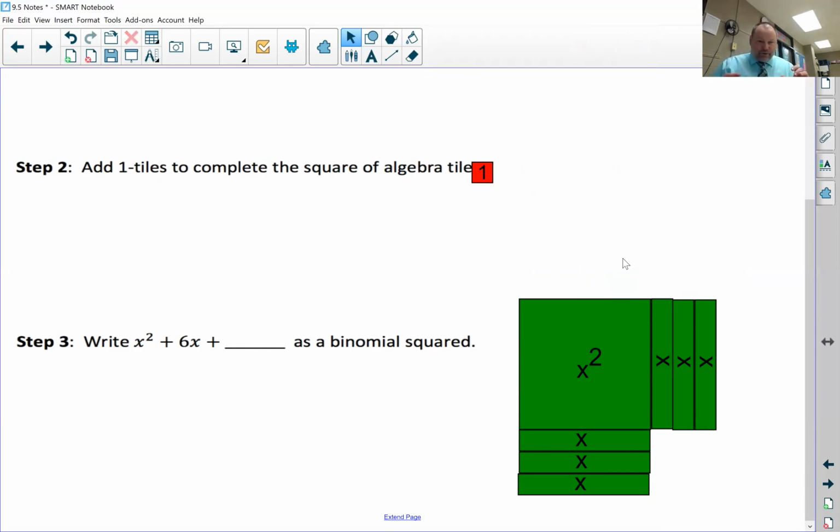And then to make it a perfect square, I am going to add these unit tiles. So they're 1 by 1. And I have to see how many of them I need to add. So let's see, there's 2. And I'm adding enough to make this a square. That's why it's called completing the square. So whoever named this method did a pretty good job.